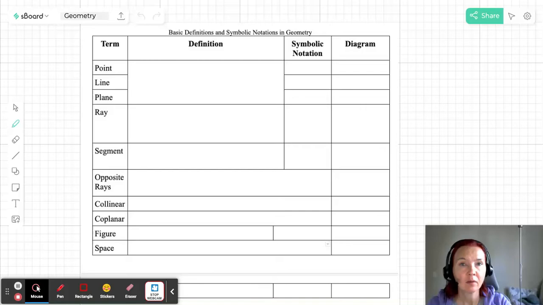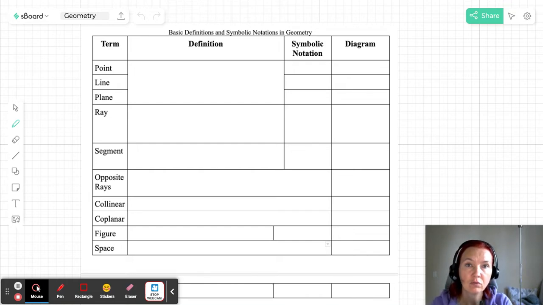Before we start talking about geometry, it's important to have our basic definitions in place and symbolic notations. This is kind of boring during the lesson because it's a lot of me talking, and it's easy enough to do via video. That's why I'm recording this video about basic definitions and symbolic notations in geometry.